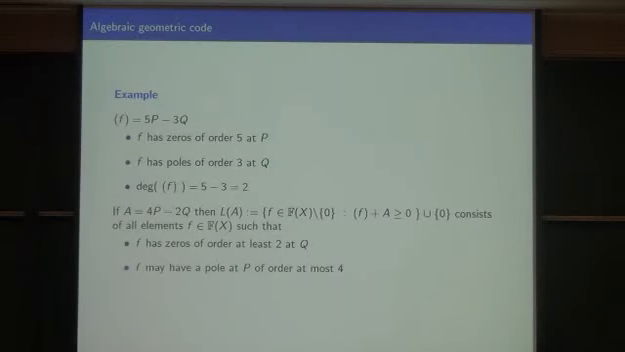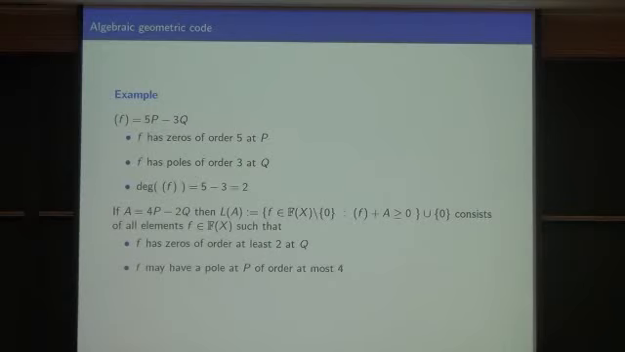Okay, so for an example, what is the divisor of f? A divisor of f is a bookkeeping of the zeros and poles. So if the divisor of f is 5p minus 3q, it means f has a zero of order 5 at p and a pole of order 3 at q. And what is the degree of the divisor? The degree of the divisor is the sum of the coefficients of the points. So in this case, the degree will be 5 minus 3, which is 2.